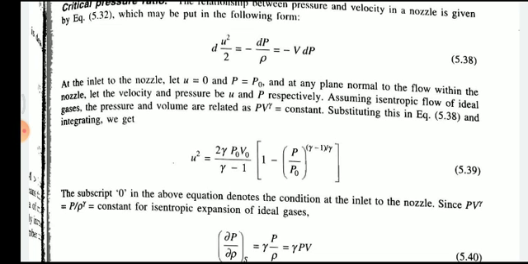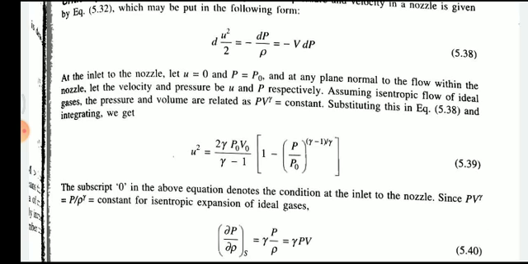Okay, so assuming isentropic flow of ideal gas, the pressure and volume are related by pv raised to gamma is constant, and we substitute this in equation 5.38. So pv raised to gamma. Okay, so u square is equal to, 2 is multiplied over there, and we have to integrate 5.38.